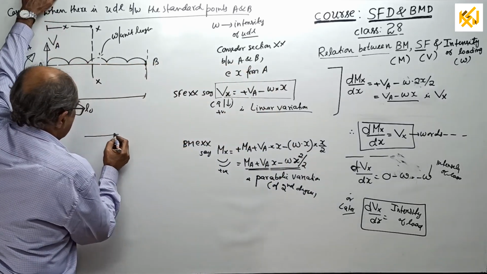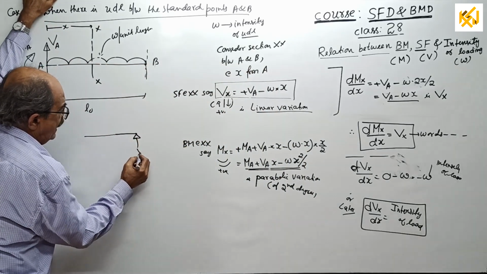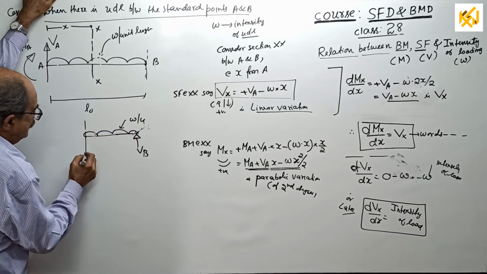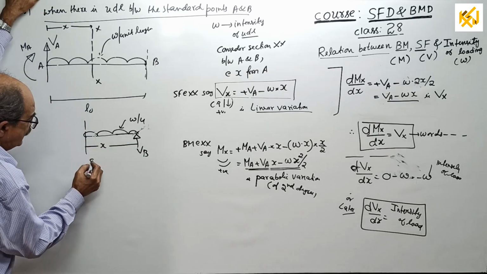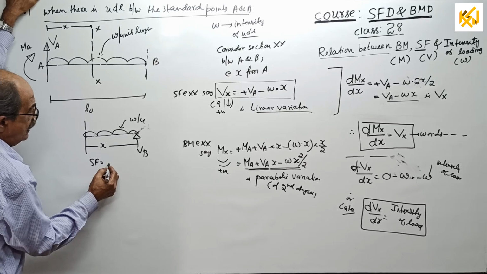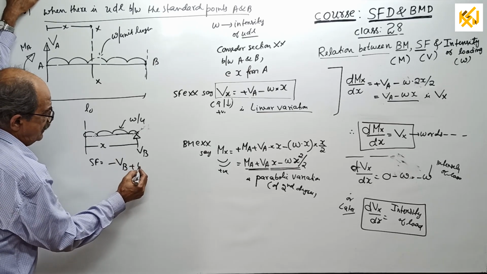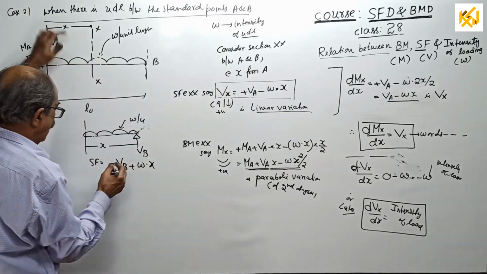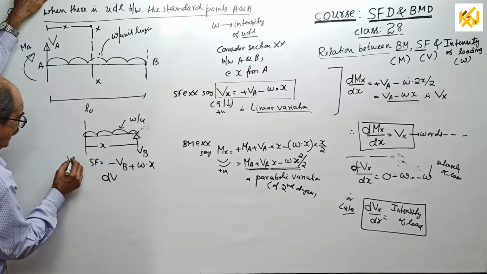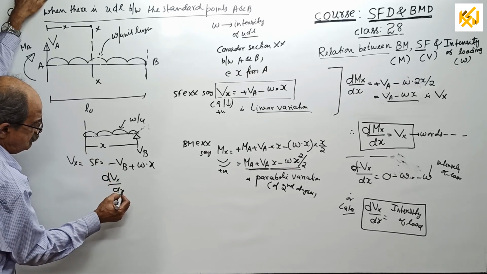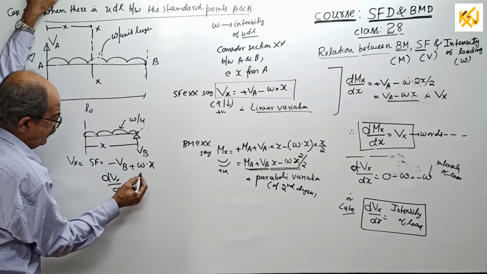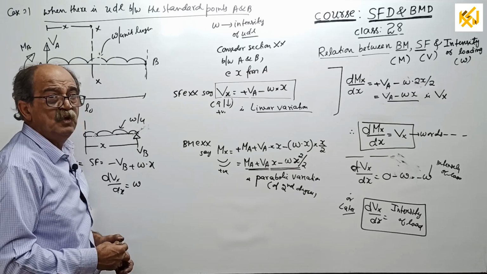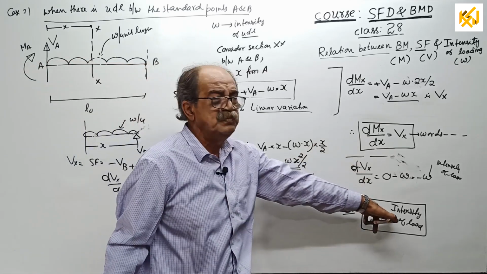Start. Consider right side portion, say VB and W per unit length. X here. Tell me, what is the shear force here now? Look that side. He will tell it is minus VB plus W into X. Why? Sir, because right down is positive. Very good. Now tell me, what is different? This is called Vx. dVx by dx now. He will be shocked to know that, sir, W. What about minus? Minus is not there. That's why I have not put minus there.